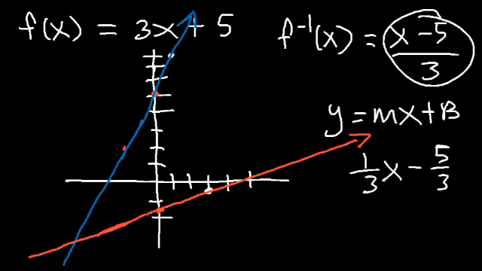Now, the function and the inverse function, they're reflected about the line y equals x, which is right in the middle. You can see the reflection. So that's how you can tell if two functions are inverses of each other graphically. They have to reflect about the line y equals x.